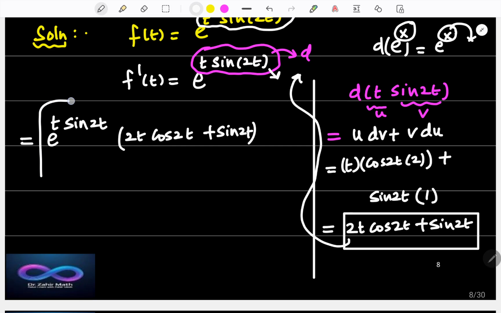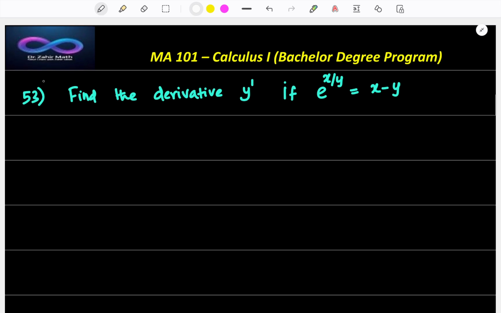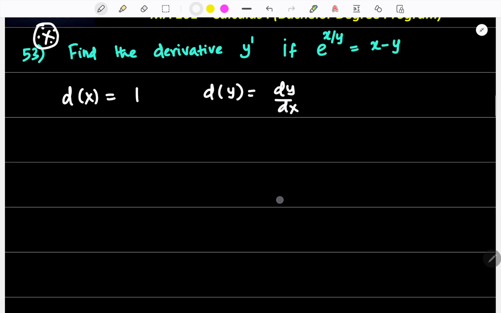Okay, sorry. Yes. So e power t sine 2t and 2t cosine 2t plus sine 2t. Yes. Let's go for the next question. This is something like an important question. Usually the teachers concentrate on y dash. Yes. So before going to this question, I'll ask you one question. What is the derivative of x with respect to x? 1. What is the derivative of y with respect to x? dy by dx. Keep in your mind.